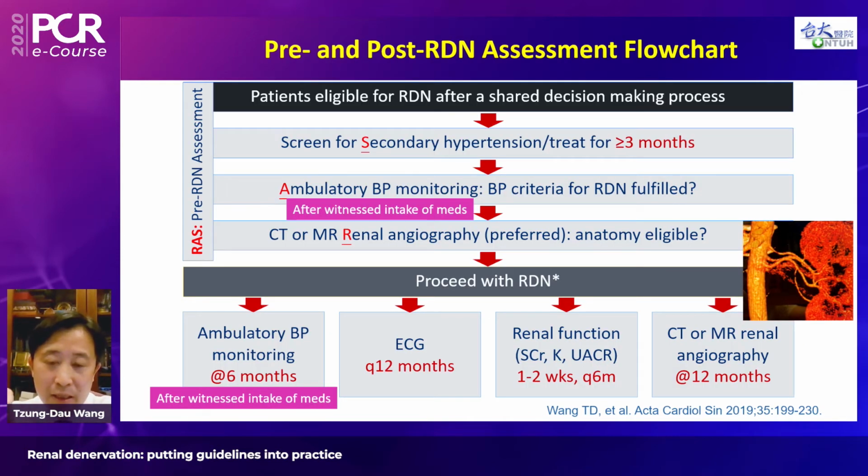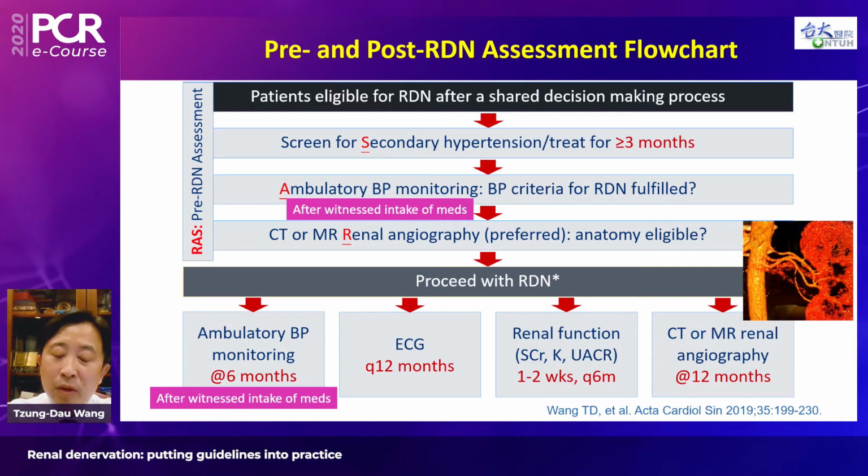So after this candidate issue, we move to the second purpose for the identification tool, the pre-renal denervation assessment. We created another acronym called RAS. That means renal artery angiography, ambulatory blood pressure assessment, secondary hypertension causes identification.